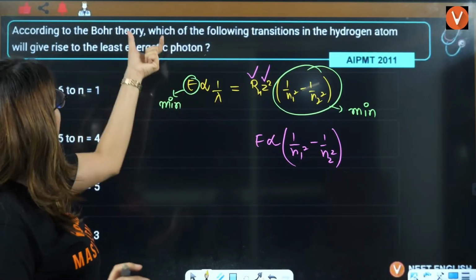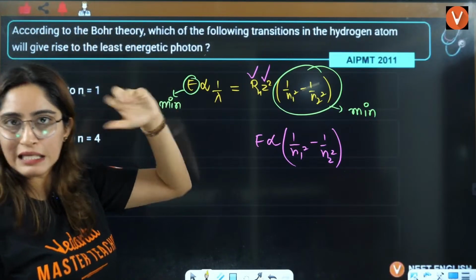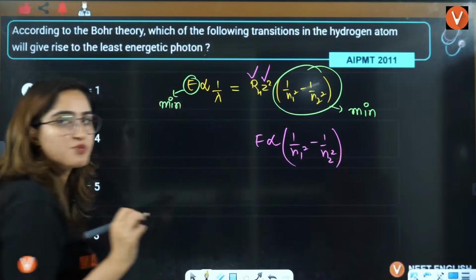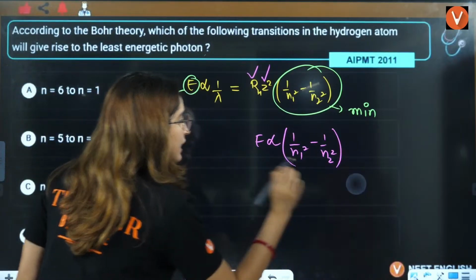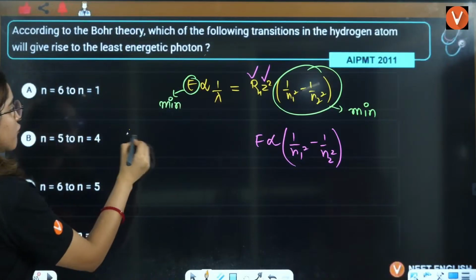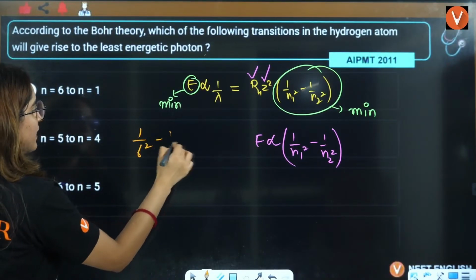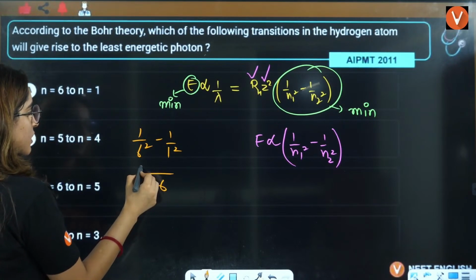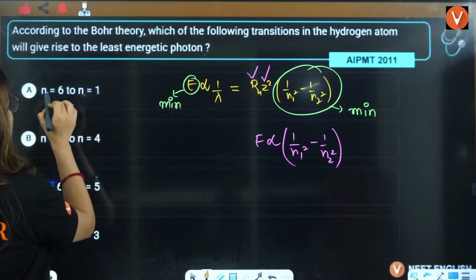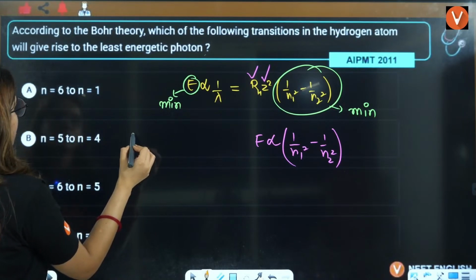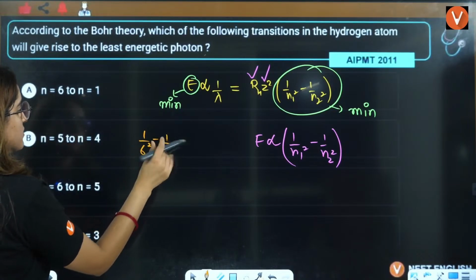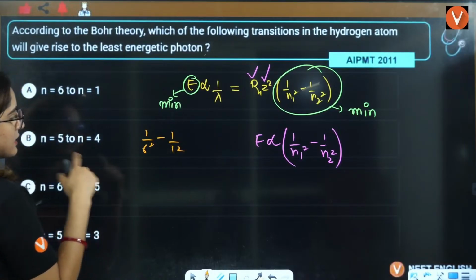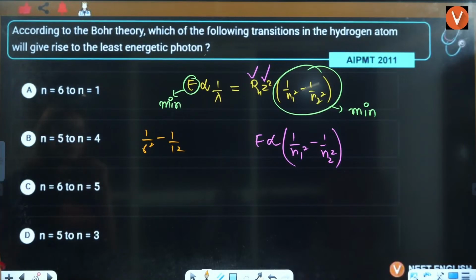So if they ask you least frequency, least energy, that means 1 by N1 square minus 1 by N2 square has to be minimum, right? For that, put in all the values. 1 by 6 square minus 1 by 1 square. This cannot be minimum because this is 36. This is going to be no. This is N1 to N2. Yes, 1 by 6 square minus 1 by 1 square, right? 36, 1 minus this, no.